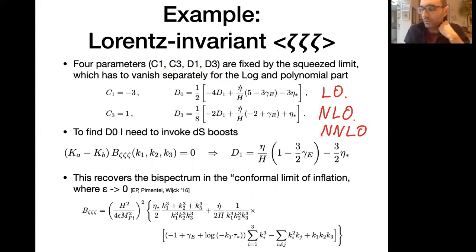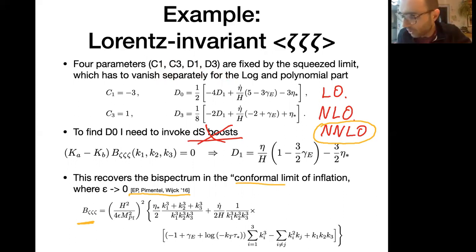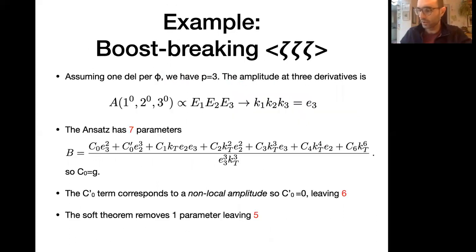If you were to use the de Sitter boost, which I don't want to, you could fix it and you would find some value. But I think it could be fixed without the boost, you could also use the next to leading order term, but I haven't done it in my paper. So that would be something to do. And sure enough, you get the right result. This result was computed, well, in a series of papers, but this is one reference. And you get the right result, not surprisingly. This is what people call the conformal non-Gaussianity or the conformal limit of non-Gaussianity.